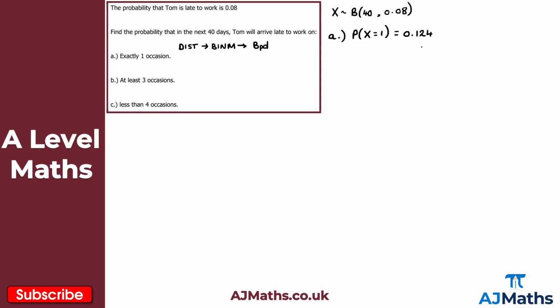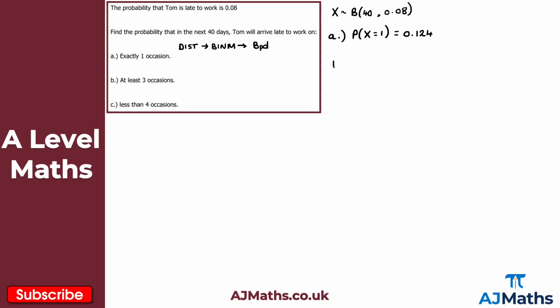0.124. And it should be obvious, it doesn't matter what method you choose, whether that be the formula or the calculator method, you will get the same probability. Okay, so 0.124 there is what you should get to 3 significant figures. So that's part A done.